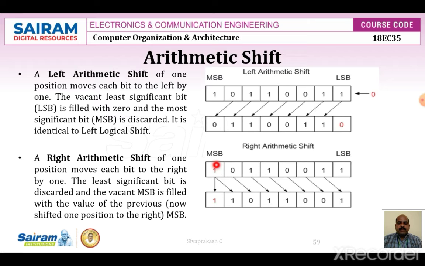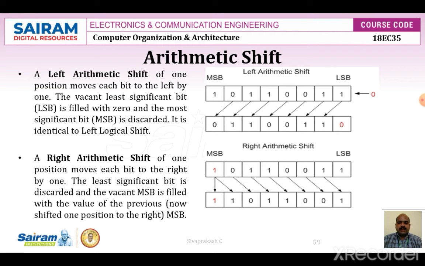See, the MSB bit retains the same value, and the same MSB bit is moved one step ahead towards the least significant bit, and the second bit is moved as third, third as fourth, fourth as fifth, fifth as sixth, sixth as seventh, and seventh bit as eighth bit, whereas the LSB bit present previously is going to be discarded. This is a general difference between right arithmetic shift and right logical shift.